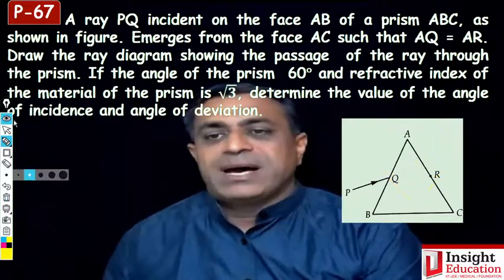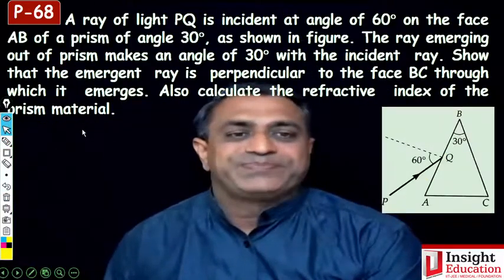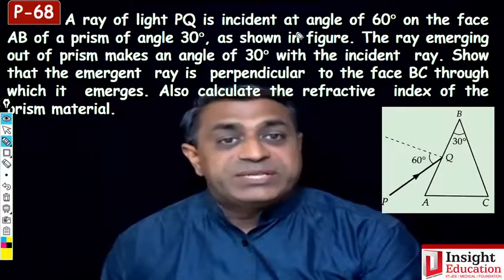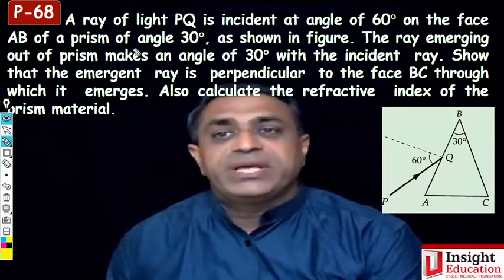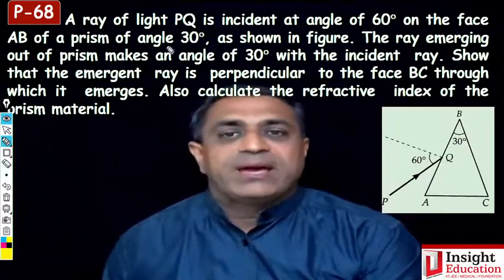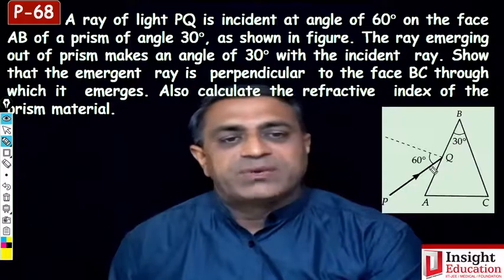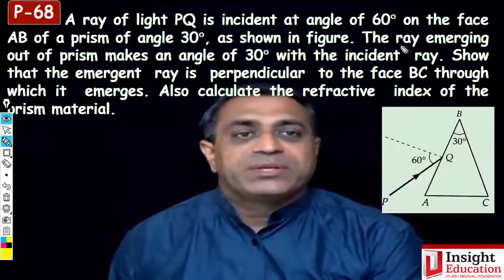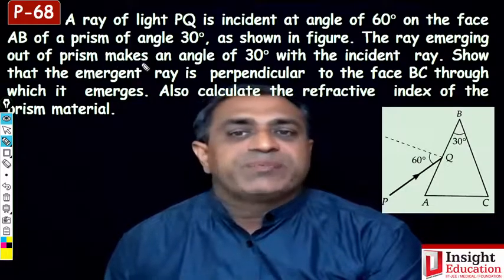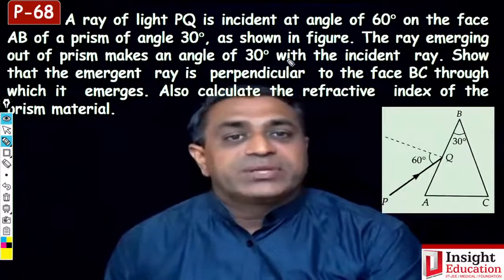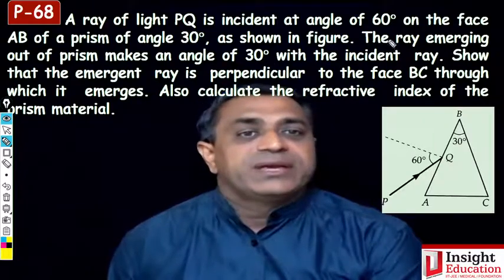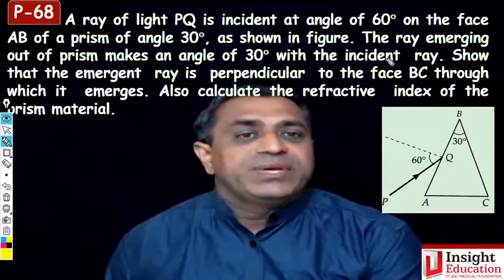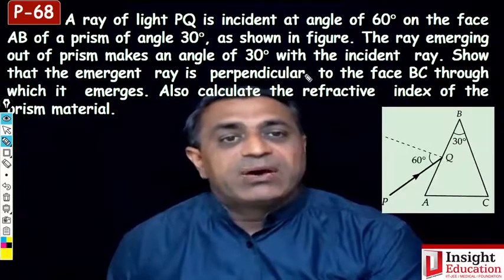So examples are comparatively simple. A ray of light PQ is incident at an angle 60 degree on the face AB of angle of prism 30. You can see angle of incidence 60, angle of prism 30 as shown in the figure. The ray emerging out of the prism makes an angle 30 degree with incident ray. So that is angle of deviation.